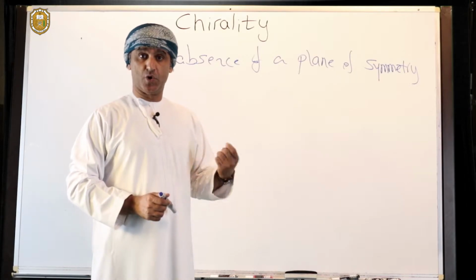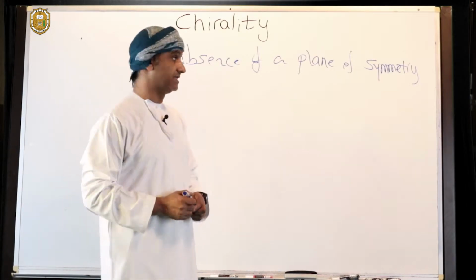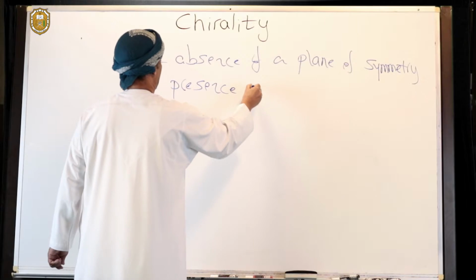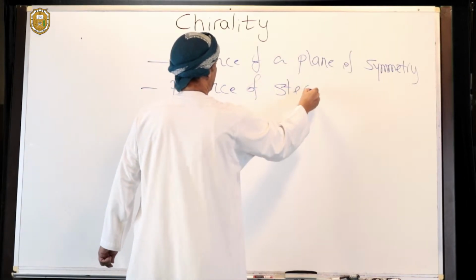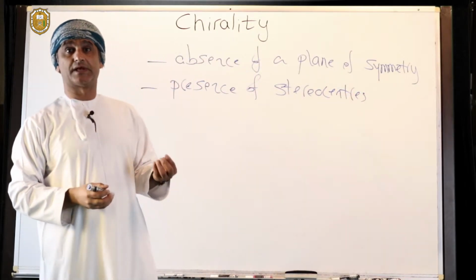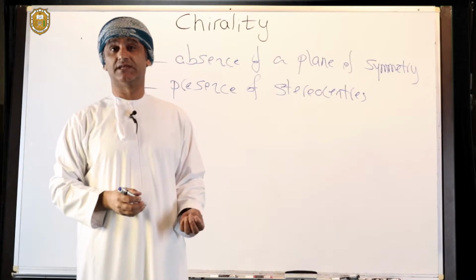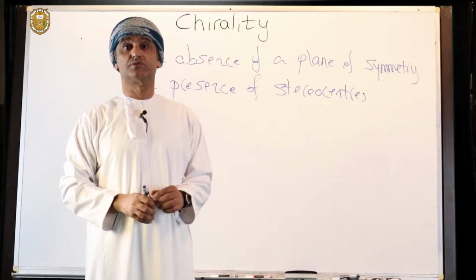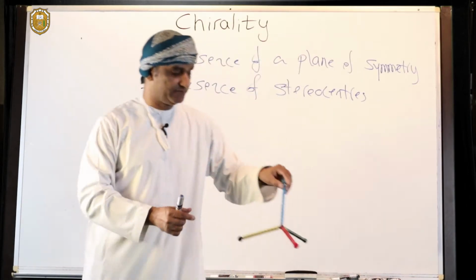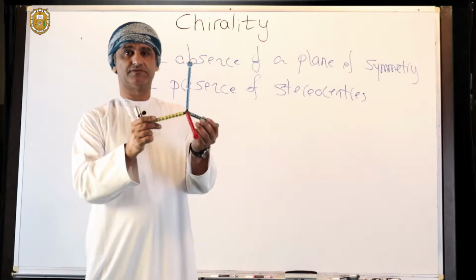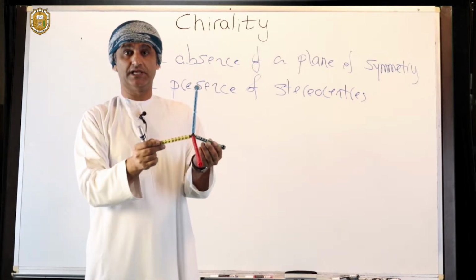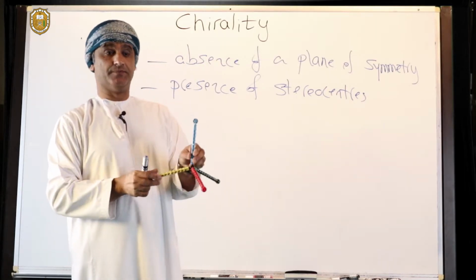The other cause of chirality is presence of stereocenters. And of course, stereocenters or chiral centers or asymmetric centers, or stereogenic centers are carbons, or centers, which are surrounded by four different groups. And we took models in previous lectures, a model like this, for example, where carbon is bonded to four different groups, illustrated by four different colors.